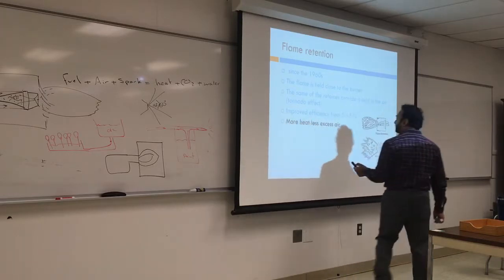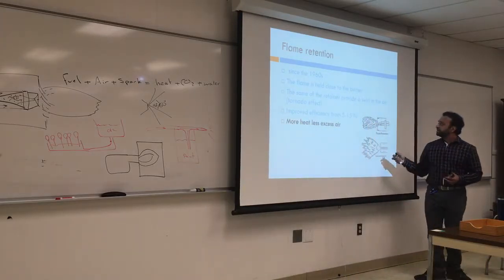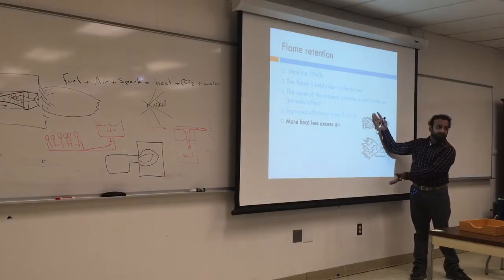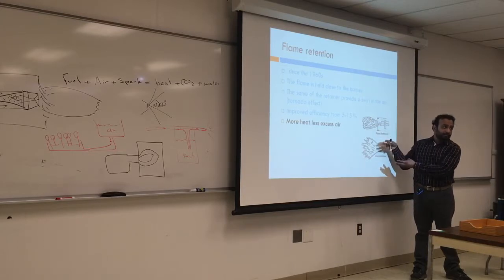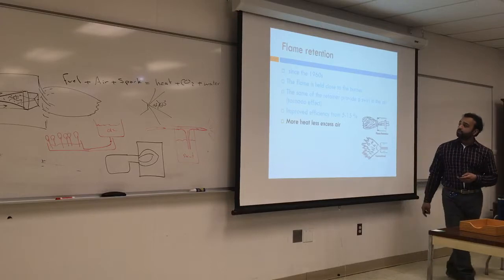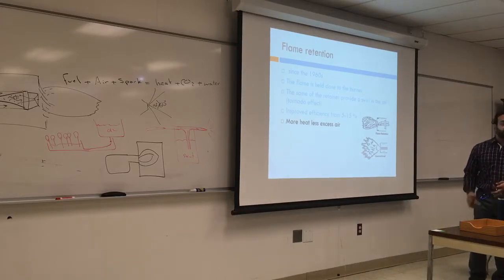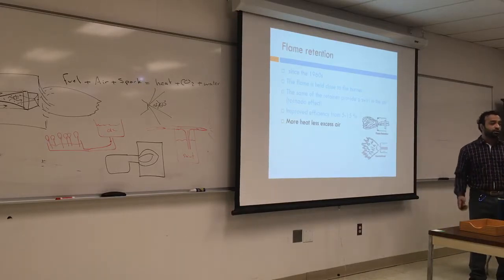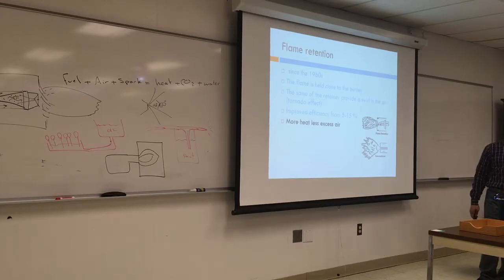We have more heat and less excess air, because you don't want the air to be going all over the place. So you get the correct amount of air using a turbulator on flame retention. If you see a burner without a flame retention, you might want to replace that with something that has flame retention.